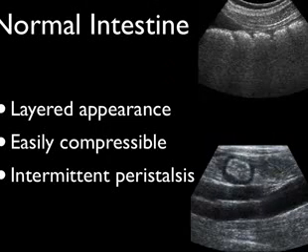Now, this is what normal intestine looks like. It's got a layered appearance, it's easily compressible, and it's got intermittent peristalsis. We can see here in the long axis of this bowel, kind of cruising along, there's air in it, and so the air makes it so we can't see the rest of the bowel, which is normal.